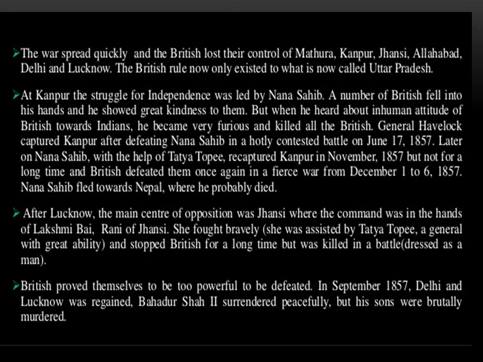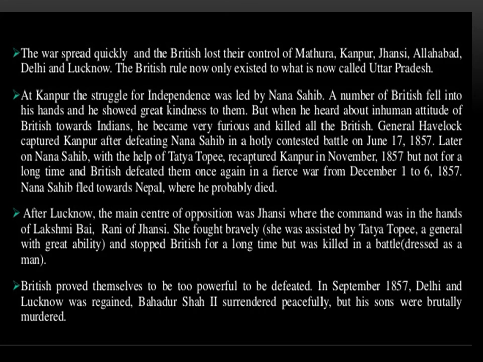Lucknow was also regained by the British in September 1857. After the fall of Lucknow, the main center of opposition was Jhansi. So almost all the areas were regained by the British, but the main center of opposition at the time was Jhansi. Here the sepoys were led by Lakshmi Bai, the Rani of Jhansi. She was the ruler of Jhansi, and her name was Lakshmi Bai.